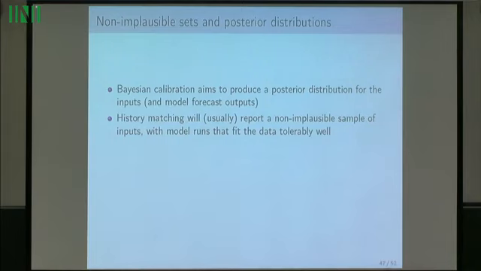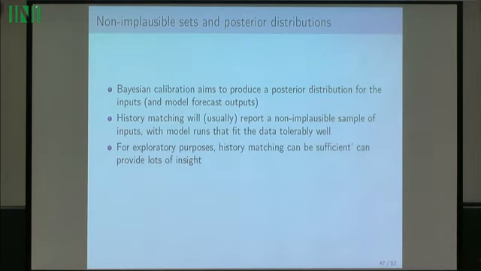Okay, and then just some final remarks. So Bayesian calibration gives us a posterior distribution of the inputs and model forecast outputs. With history matching, we're just getting a sample of non-implausible inputs, and hopefully these model runs fit the data tolerably well.